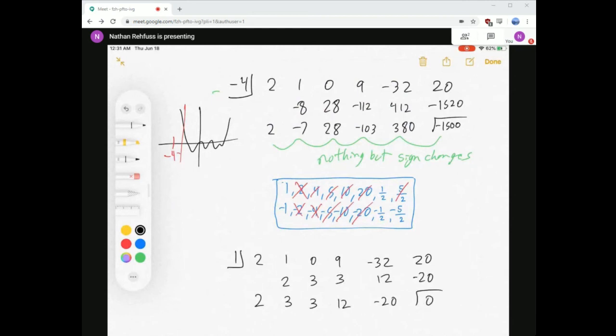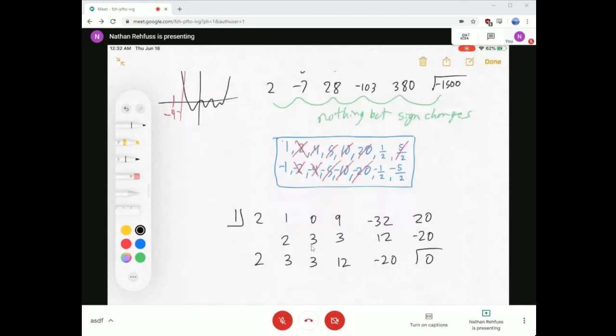The multiplication step is very, very simple. You just copy the number. And would you look at that? Hey, we found a root. 1 is a root. And we're left with 2x to the fourth and 3x cubed and 3x squared and 12x and negative 20.